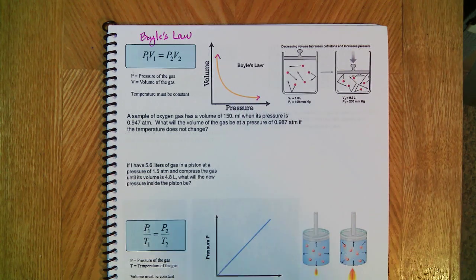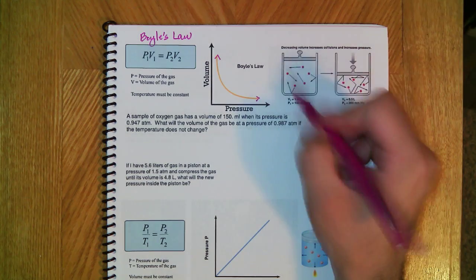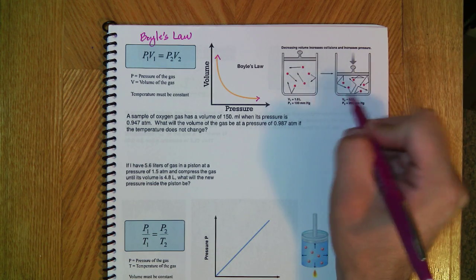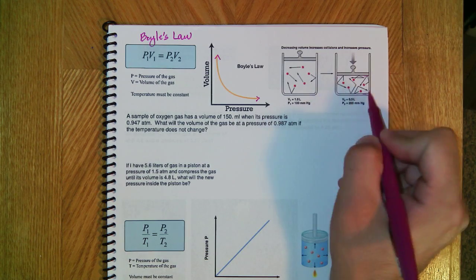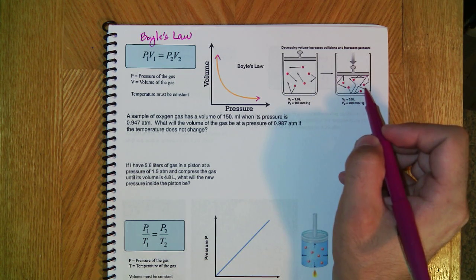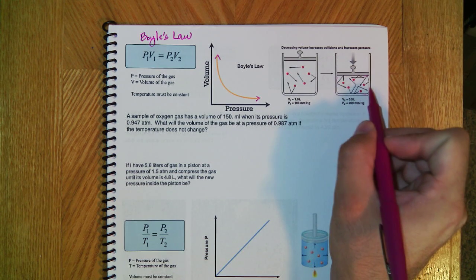What this is saying, the fact that it's indirect or inversely related, is that as one variable goes up, the other goes down, and vice versa. How do we explain that? Well, if we have a sample of gas here and we decrease the volume, we haven't changed the temperature, right? That's constant here. So the average kinetic energy of the particles is the same. So they're not moving faster. That's one important piece to understand here. If we're not changing temperature, the average speed's not moving.